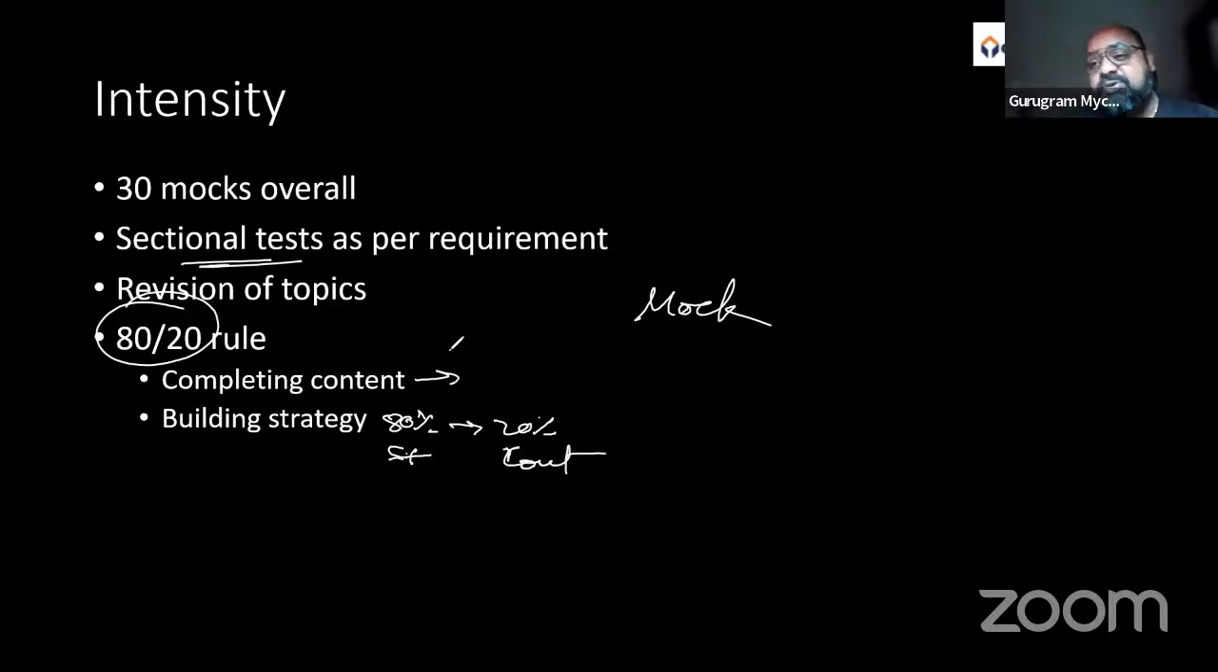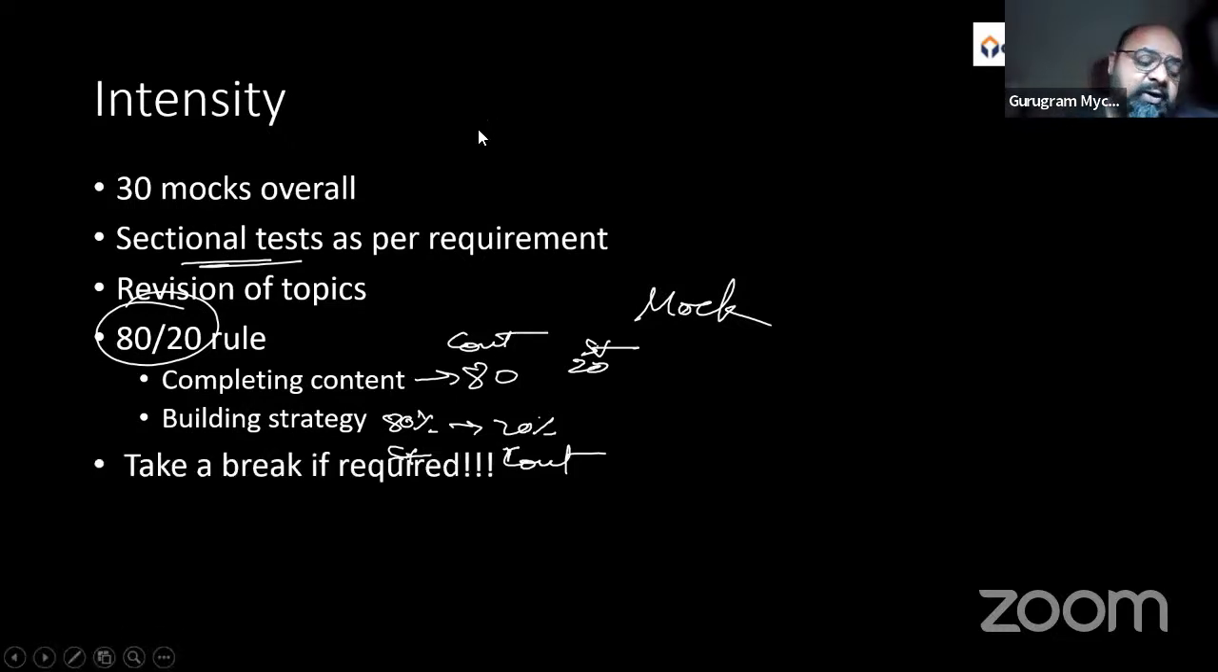If you are someone who is not ready with the content, like initially someone had written मेरा भी syllabus ही complete हुआ है क्या करूं, उस time पे इसको reverse कर दो. 80% of the time spend on content, 20% spend on strategy. That is mocks, right? So 80-20 rule follow करेंगे. If we are still working on the content, 80% content, 20% mocks. If we are done with the content, 80% mocks and sectional tests, 20% on content, right? That is how you would want to divide your time going forward.